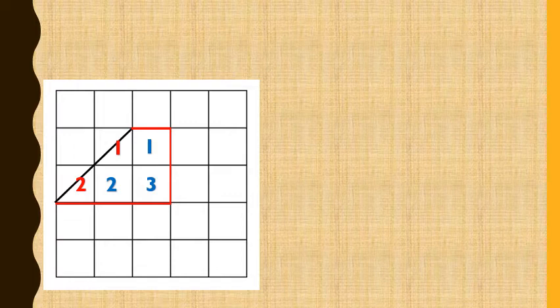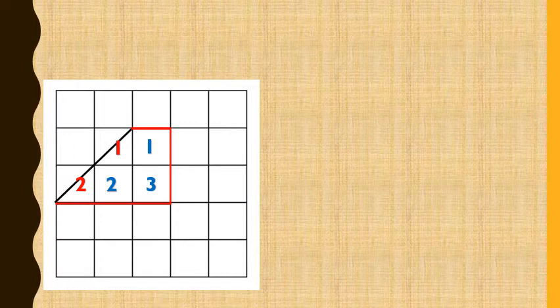The second way is as shown in the figure. The line in black is already given. The line in red is the answer. Here also the numbers written in blue color represent complete squares and the numbers written in red color represent half filled squares.